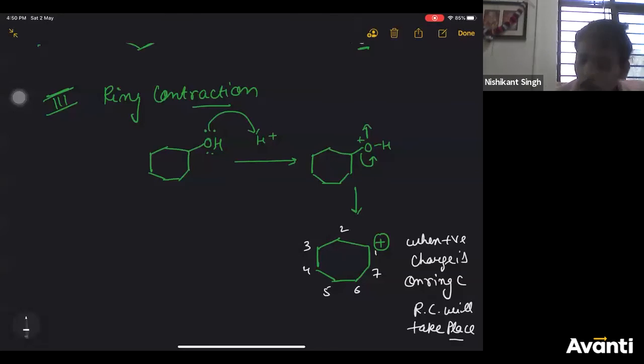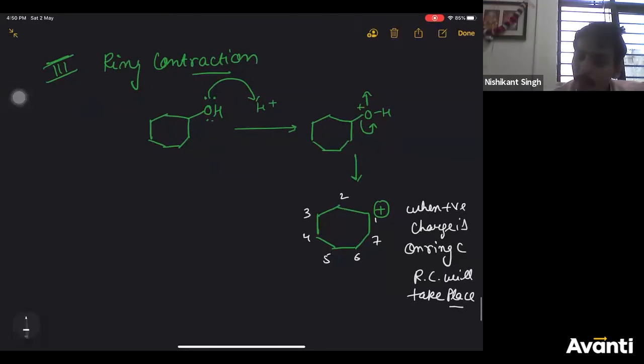Right? Now, why will ring contraction take place here? Because a six-membered ring is more stable than a seven-membered ring. So this seven-membered ring will try to get converted into a six-membered ring. How can it do that?